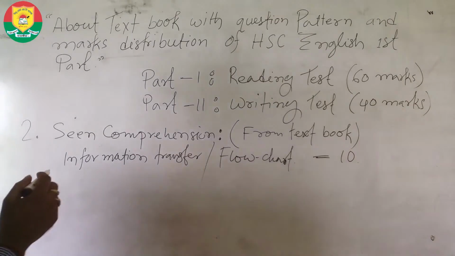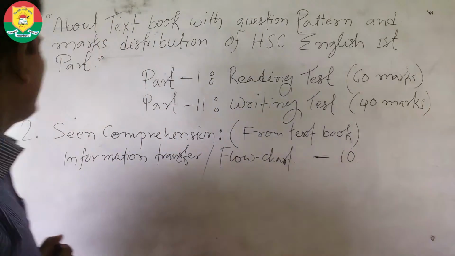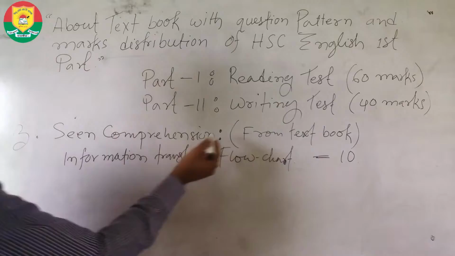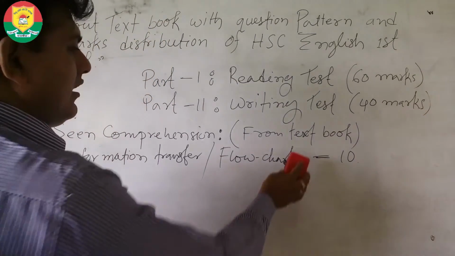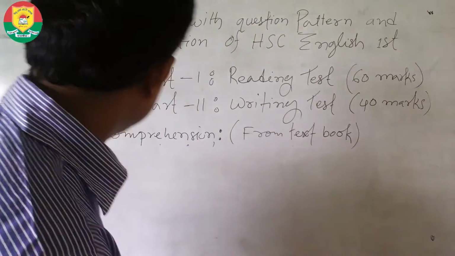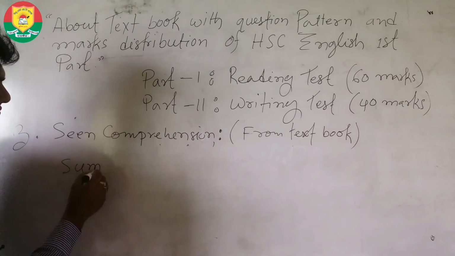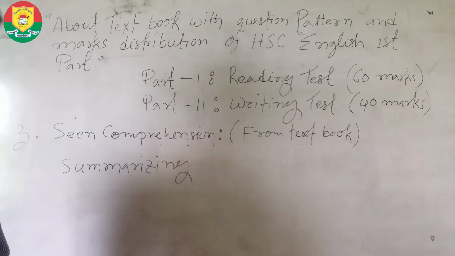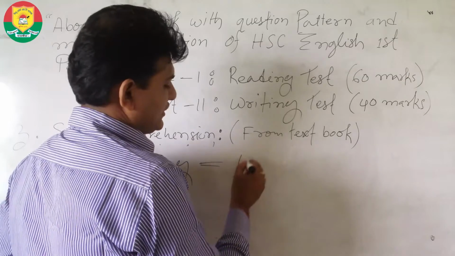Then, learners, question number 3 in part 1. Another seen comprehension will be set from the textbook, and you will have to summarize the passage. It contains another 10 marks.